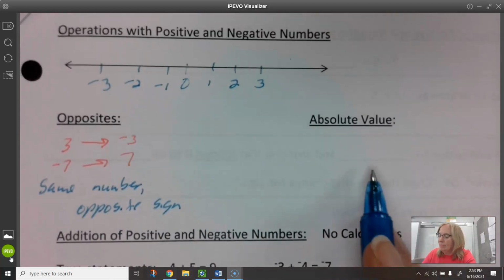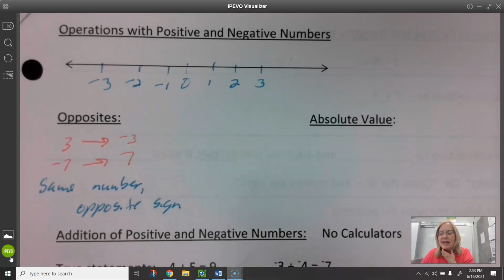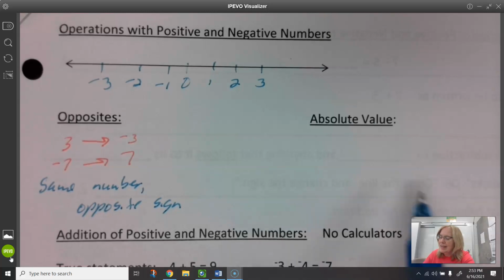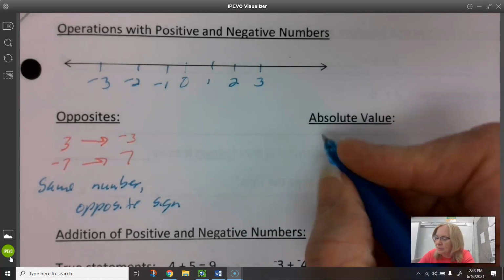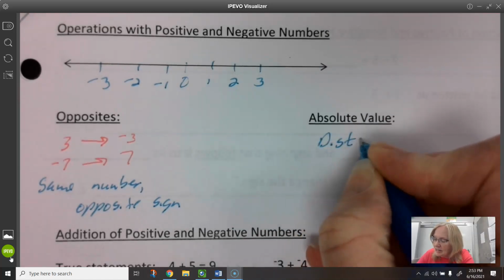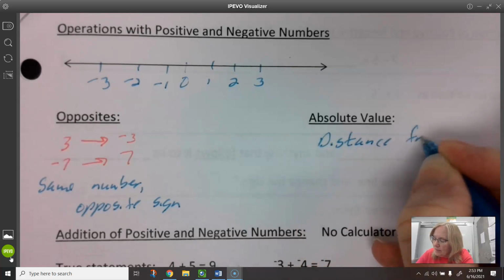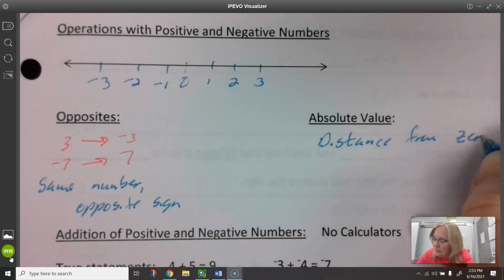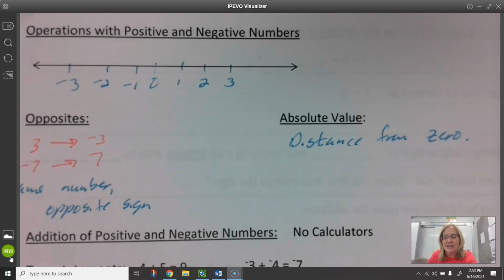Now, when we talk about absolute value, if we were in the classroom right now, I might say, okay, how far away am I from you? And we could step off how many steps we are. Now, when we talk about steps, we don't talk about positive steps and negative steps, we just talk about steps. What is the distance? And that's what absolute value is all about. It is the distance from 0. Okay, and a distance is not positive or negative.